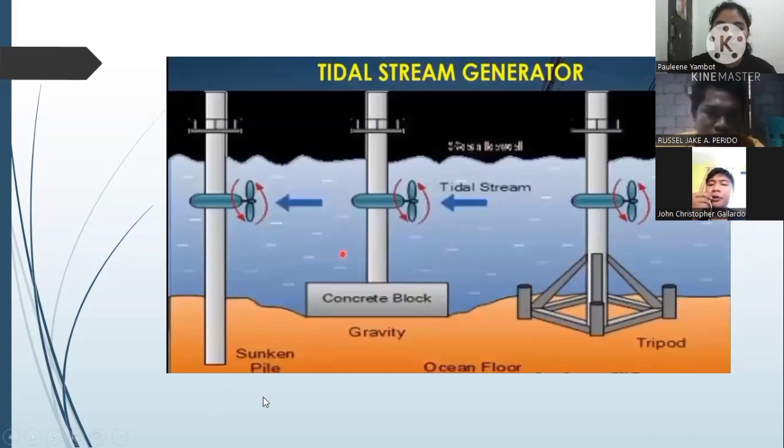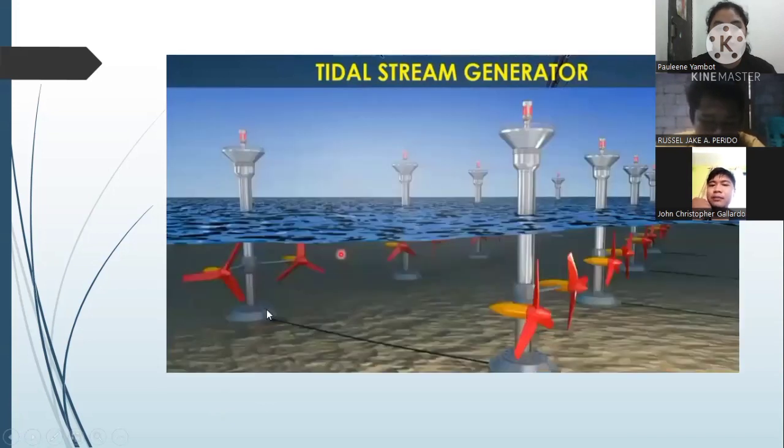Sa picture na po ito, makikita po natin na puro horizontal lang ginagamit nilang turbine. Pero mamaya makikita nyo po yung iba't ibang klase po ng mga turbine na ginagamit sa tidal stream generator. Next na picture. This is the tidal stream generator na makikita nyo po sa ilalim ng karagatan.